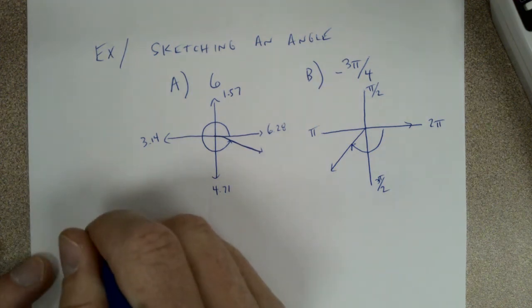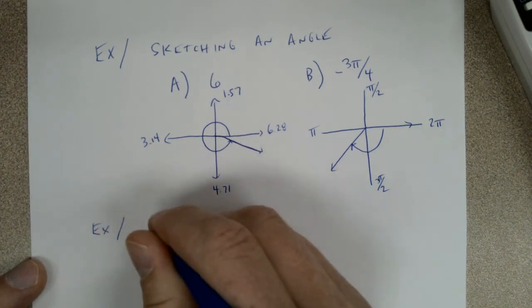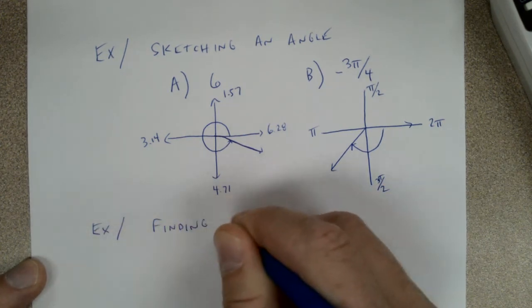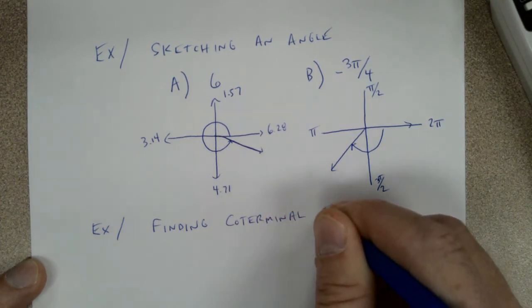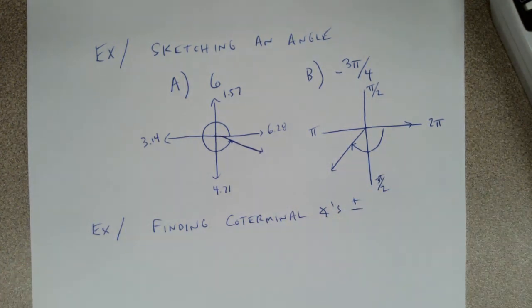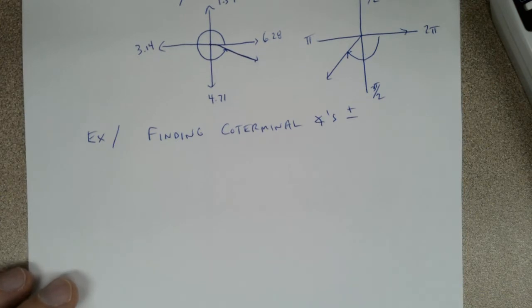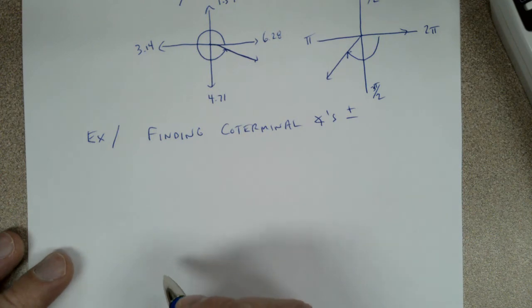Okay, let's go ahead and move on to finding our coterminal angles in radians. And again, we're doing our plus and minus, our positive and our negative. Remember yesterday we told you that basically you're adding or subtracting 360. So in terms of radians, basically all we're doing is adding and subtracting 2 pi, because all the way around is 2 pi.